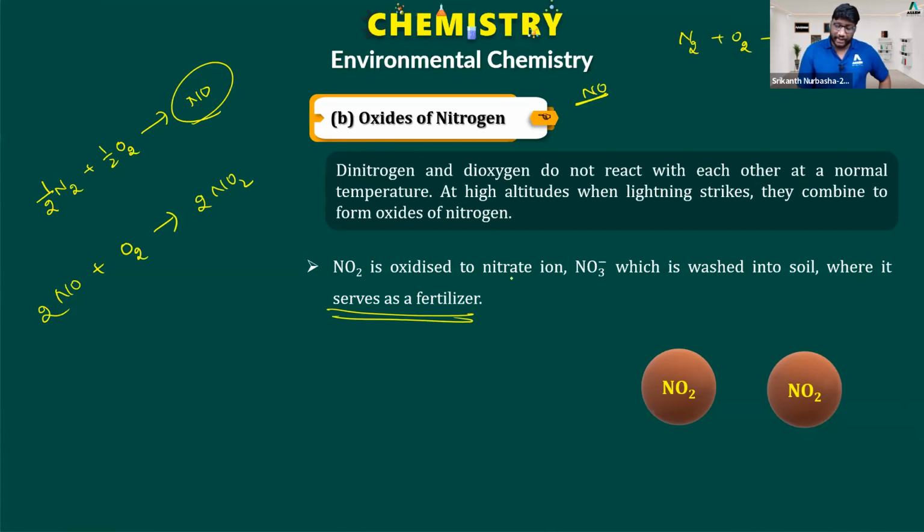NO2 is oxidized to nitrate ion. This is oxidized to NO3 minus, nitrate ion. Here we have plus 4 as the oxidation state of nitrogen. In nitrate, we have plus 5. This nitrate ion will be acting as a fertilizer.